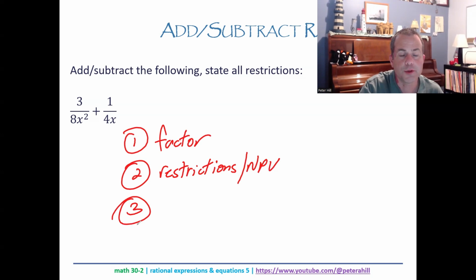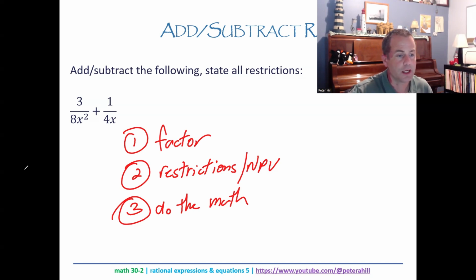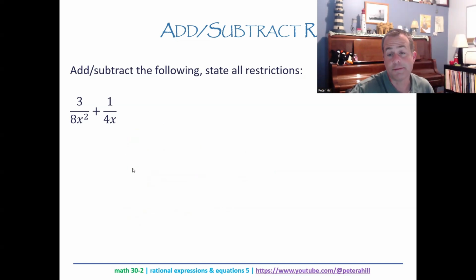Number three, do the math. Whether that math is simplifying or getting to a common denominator or whatever you're doing, do that math. But number one always needs to be factor. Number two always needs to be state the restrictions. So in this example, number one, the factoring portion, there's nothing to factor. So now I can go right into my restrictions, and I can see I've got an x on the bottom of each of these. So x can't be 0.